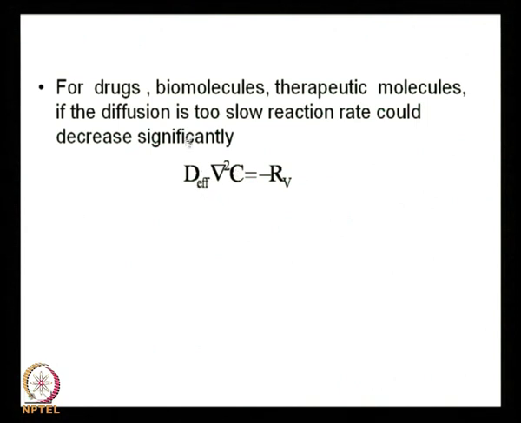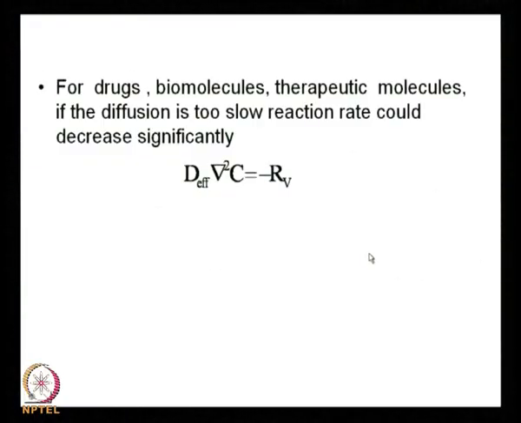So, why D effective? Because this is not the real diffusion, right. The real diffusion occurs in the spaces between the pores. So, this is the effective diffusion coefficient, because we have taken an average out of the whole thing. The diffusion coefficient is also an average between the diffusion coefficient through the solids and the spaces between the solids, right.